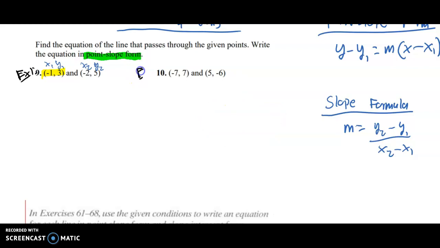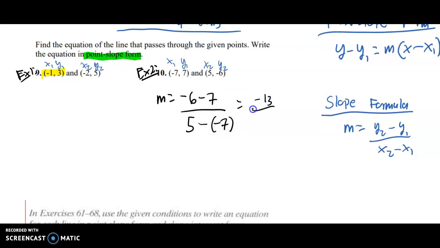Number 10, we're going to call this example 2. Make sure you're writing out the original problem. I know I need slope, so I'm going to label x1, y1, x2, y2. We'll plug that into our slope formula, and I've got negative 6 minus 7 over 5 minus negative 7. This is negative 13 over 5 plus 7, which is negative 13 over 12.